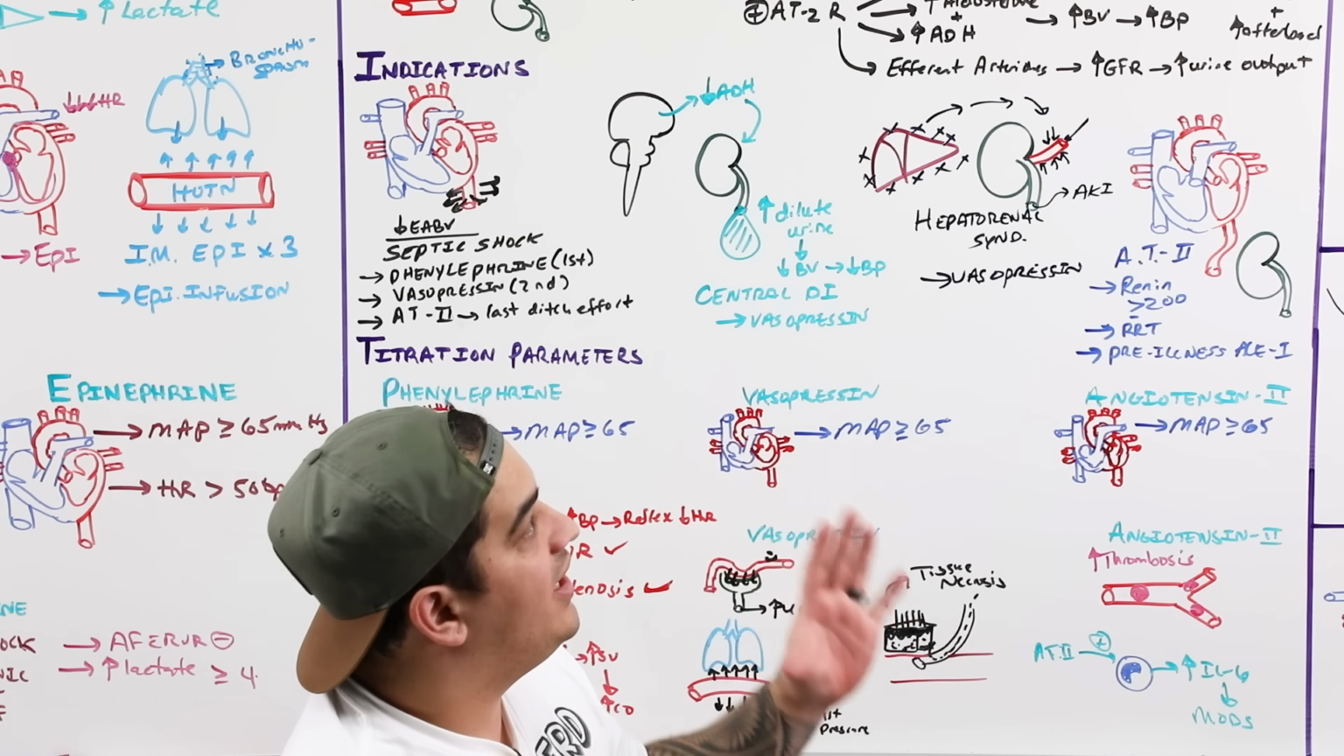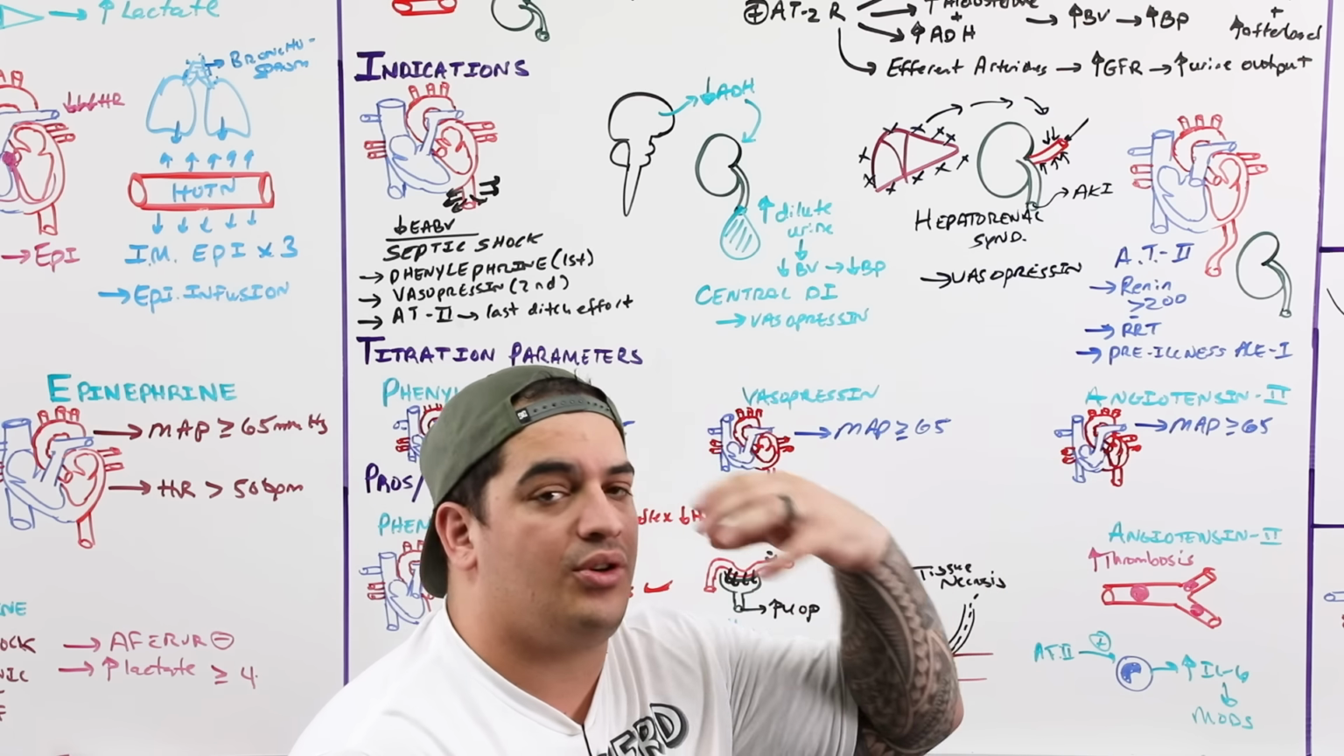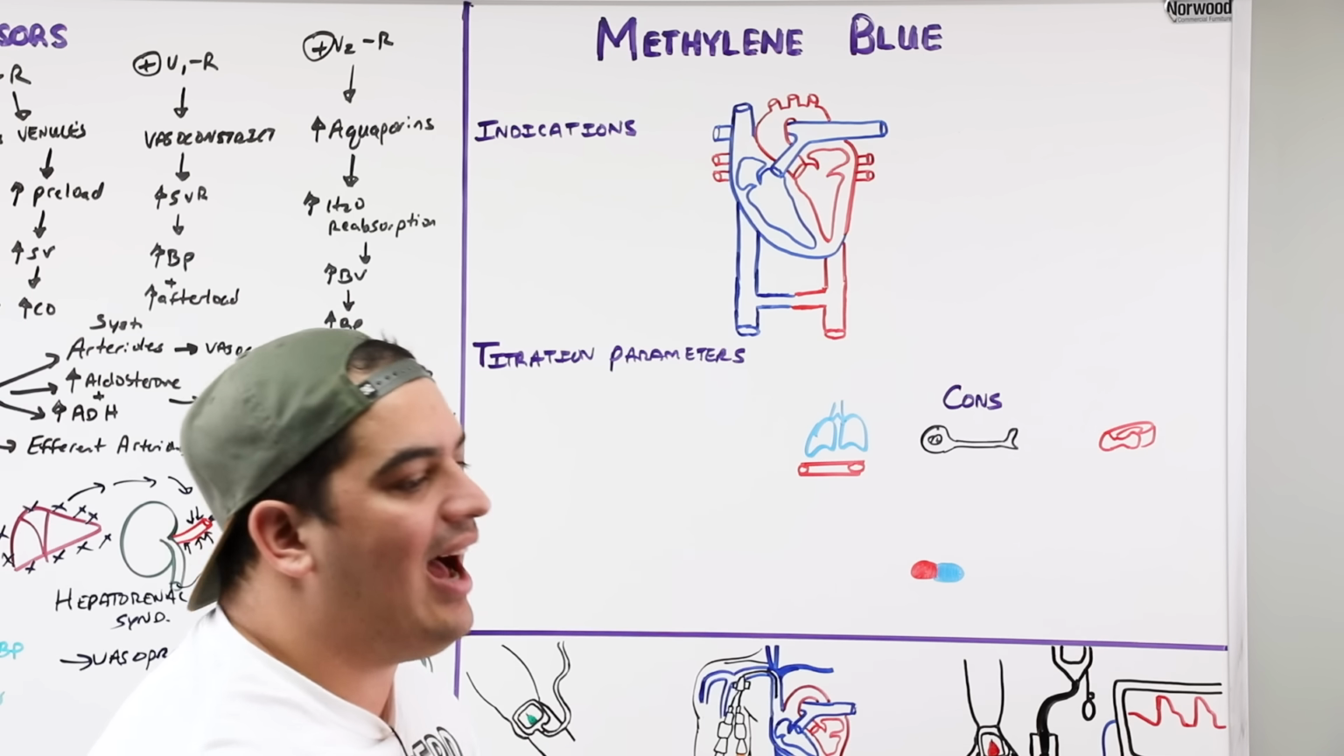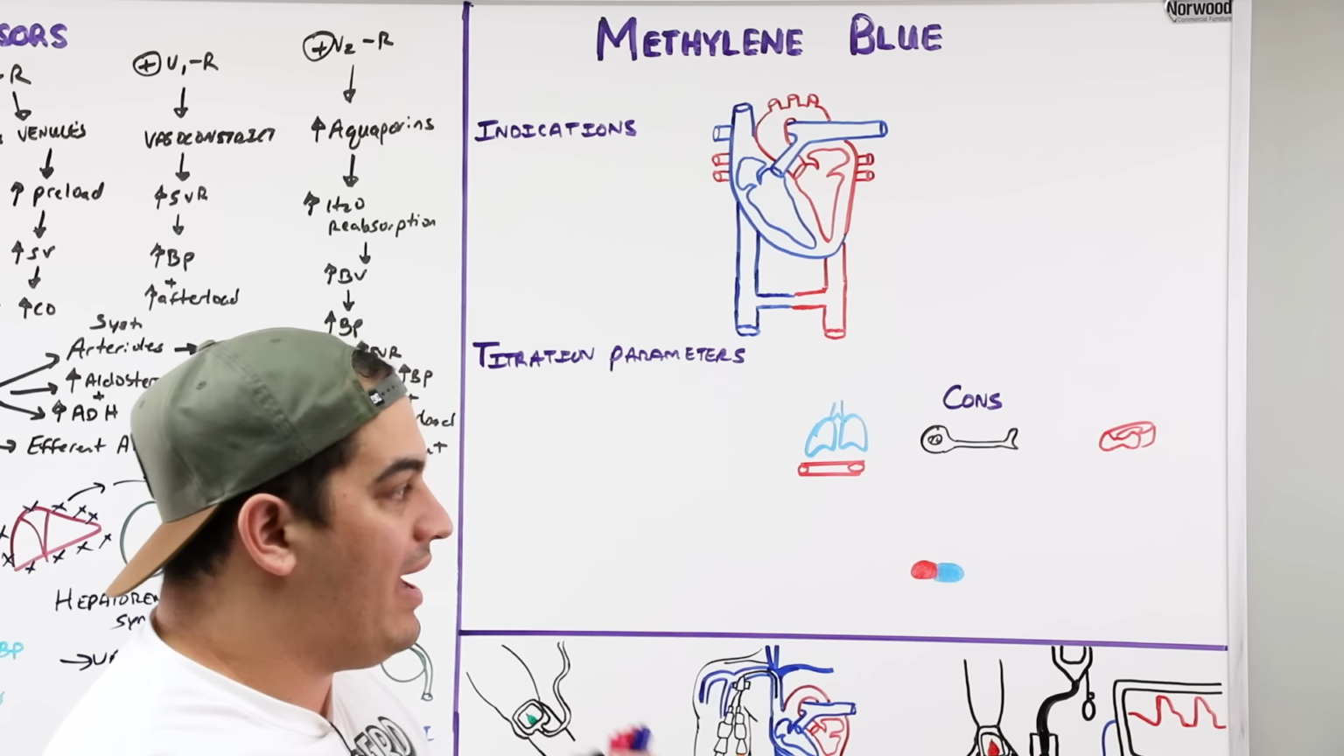All right, that covers this group. Let's talk about the next drug, which is called Methylene Blue. All right, engineers, so now let's talk about the last part of the IV vasopressor drugs, and that is Methylene Blue.